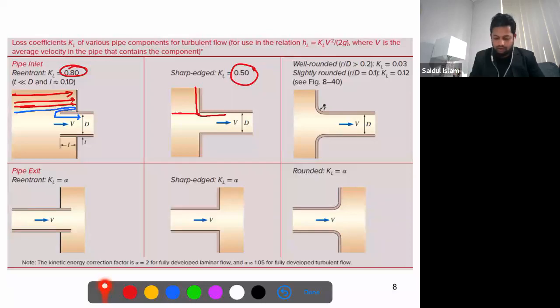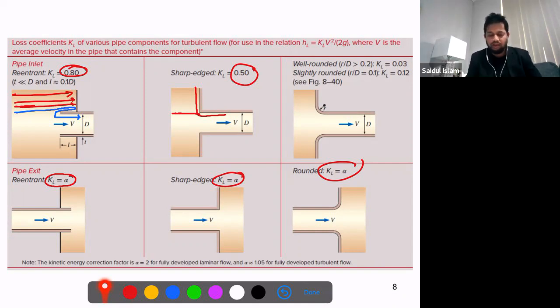You look here, in all this case, the loss coefficient is equal to the kinematic correction factor. This is also the same. This is also the same. The same arrangement for this three. For this different arrangement, we had different loss coefficients. But when we're talking about the pipe exit, it is not affecting the results. Can anyone actually explain why?